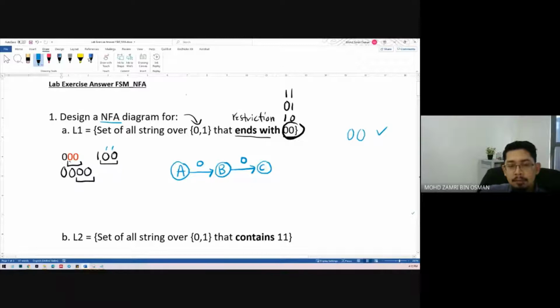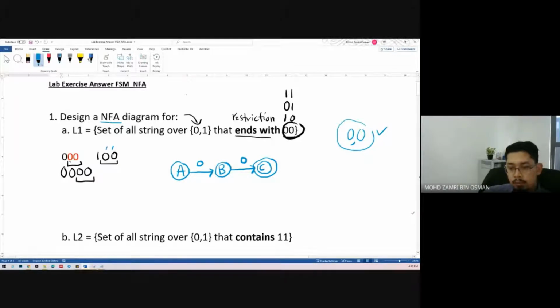But in reality, if we look at this question, we have the set of all strings over 0 and 1, but here we only test 0, 0. So what about the other strings? We may have another string that starts with 1, but we still keep the pattern of the string here as 0, 0 from this diagram. Since this is an NFA, and even in a DFA, we must have a dead state, so we put C here as the dead state that reflects this question. So 0, 0 is correct.